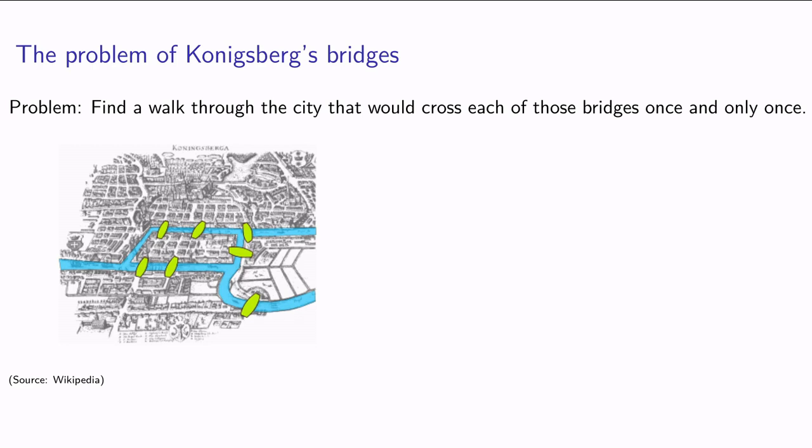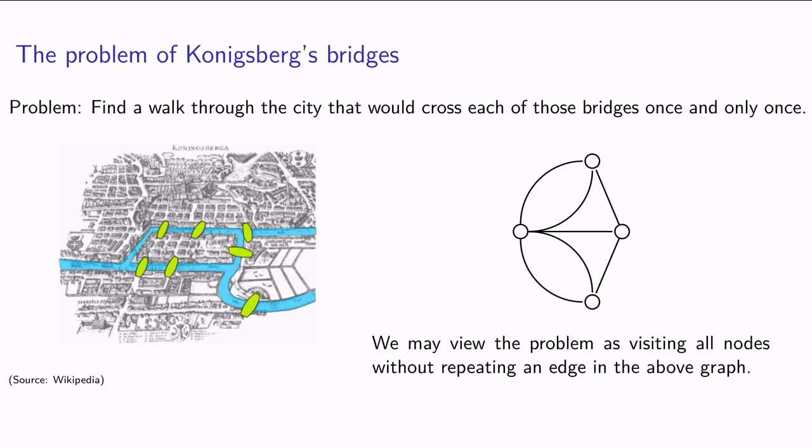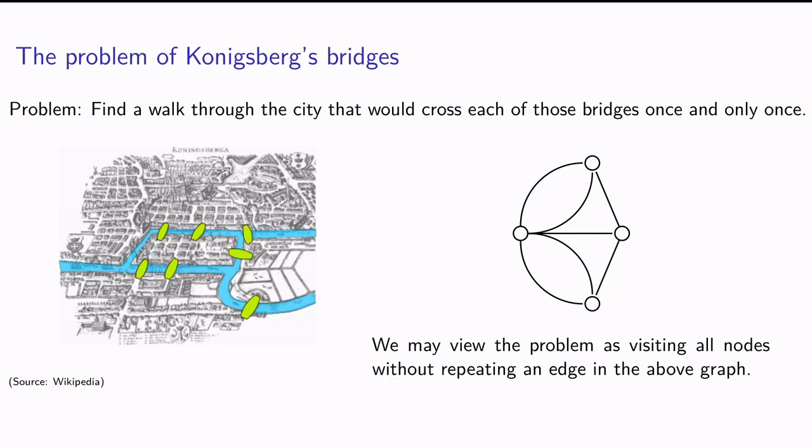The answer to this question is actually no, but proving that there is no way to construct such a path was extremely hard. So what we do today is we model this problem as a graph. We may consider these 4 land masses as nodes and the 7 bridges as edges. This problem is considered the first graph theory problem. Euler gave the solution to this problem and stated the precise condition under which such paths exist, otherwise paths are not possible.